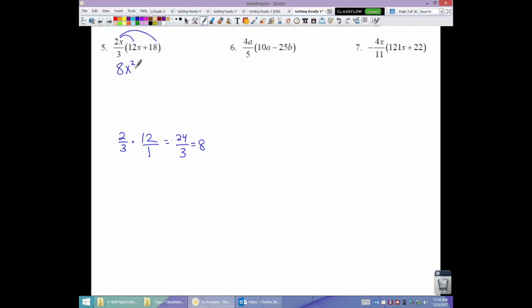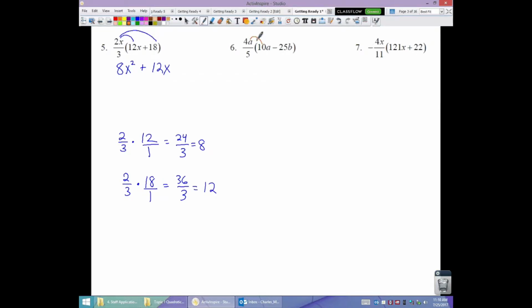Now 2/3 x times 18, I'm going to do 2/3 times 18. Again, this means 18 over 1. So 2 times 18, 36. 3 times 1 is 3. That reduces to 12. So 2/3 times 18 is positive 12, and then you got to bring the x along with that term. Just like before, not like terms. X squared and x are not alike.